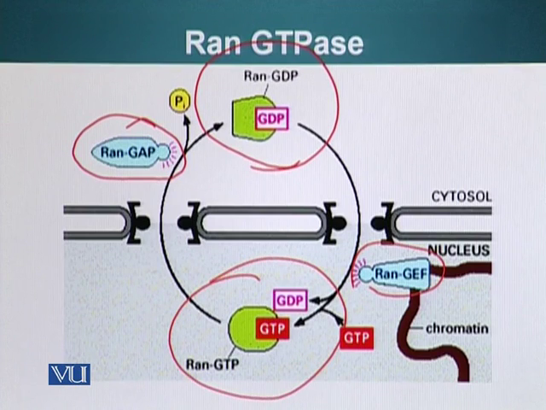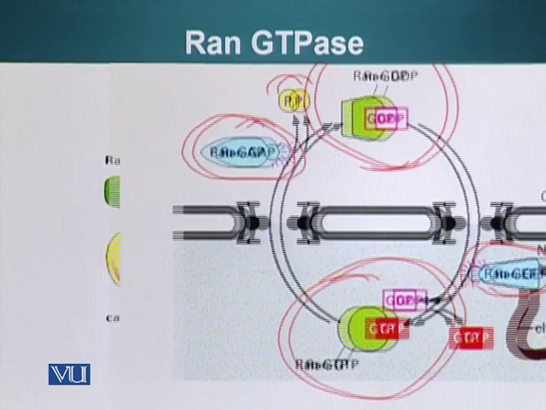Because the RAN GEF is here, it is going to allow RAN to exchange GDP for a GTP molecule, and RAN GAP is going to activate the enzymatic activity of RAN, allowing RAN to hydrolyze GTP into GDP, and of course a phosphate ion will be released. Okay, so how does this process relate to our nuclear import?